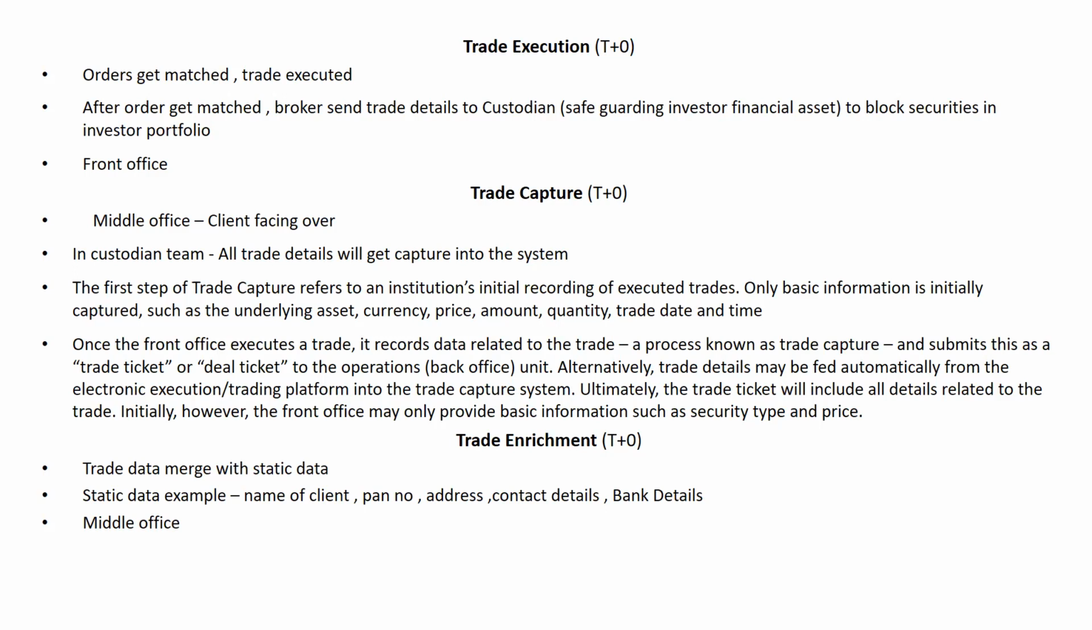This record can come in one of two ways. One alternative is that trade details may be fed automatically from the electronic execution trading platform into the trade capture system. The other alternative is that it can come through the trade ticket or deal ticket. Ultimately the trade ticket will include all the details related to the trade initially. However, the front office may only provide basic information such as security type and price. So in trade capture, what we are mainly doing is getting the trade into the back office application for operation purposes, where the calculation of brokerage charges, everything, will be done by the broker.